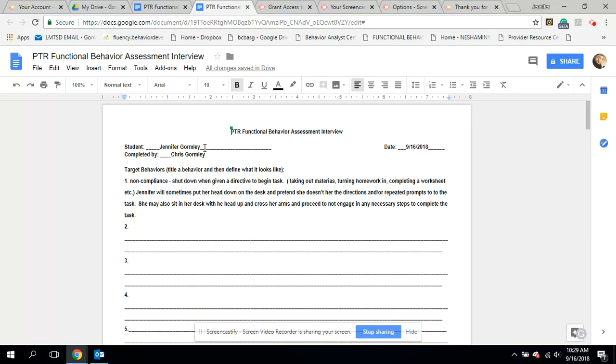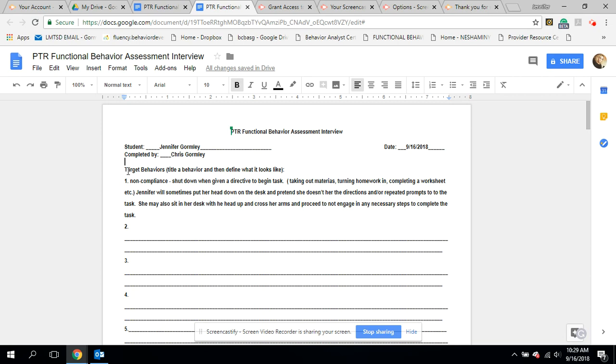So the first thing you want to do, of course, is put the student's name here, and I've already typed in Jennifer Gormley because she can have some behaviors I'm sure her family would like to replace. And I typed in the date, which is today's date, the 16th, and who it was completed by. And I'm going to put my husband down because I'm sure there's some behaviors of mine he'd like to change.